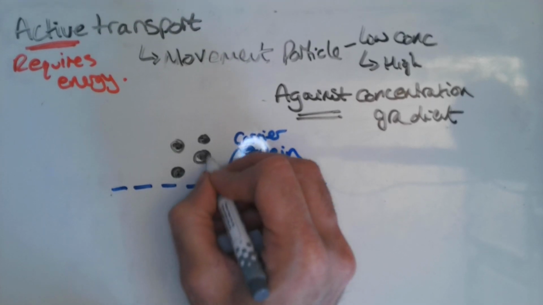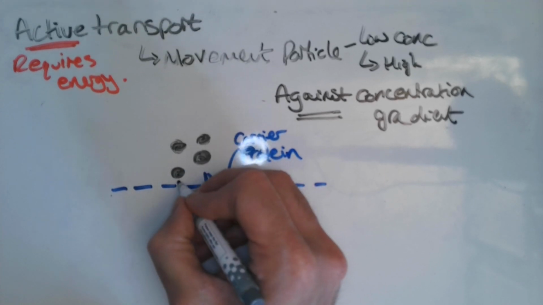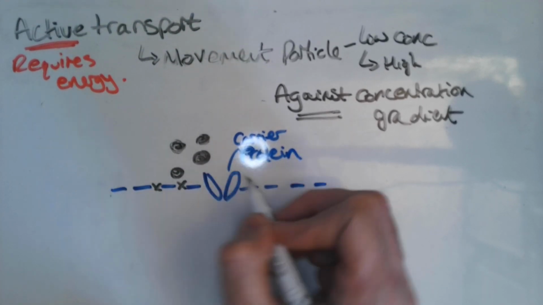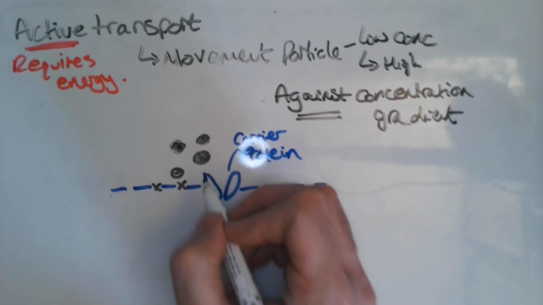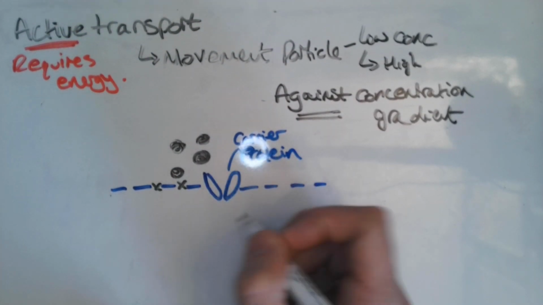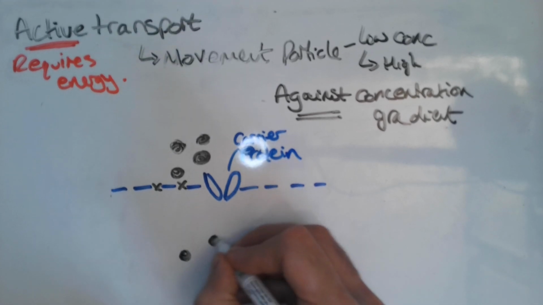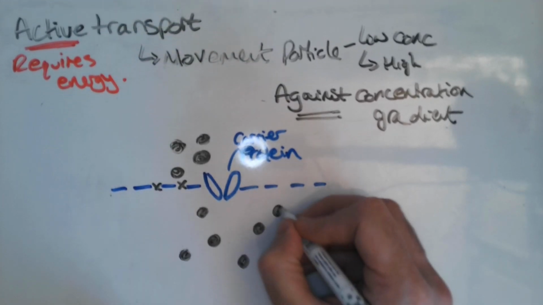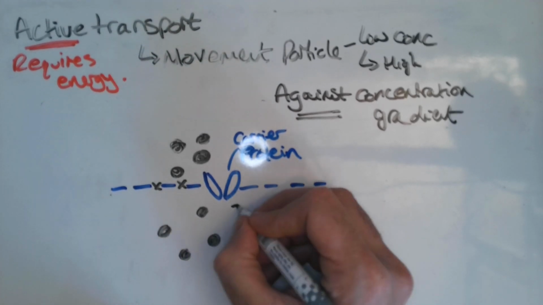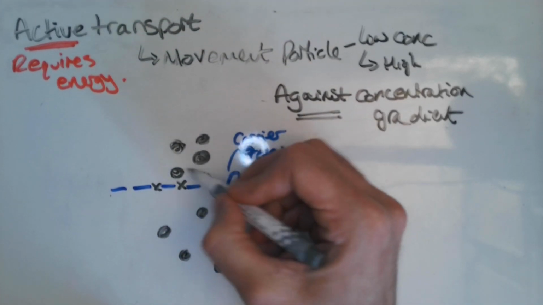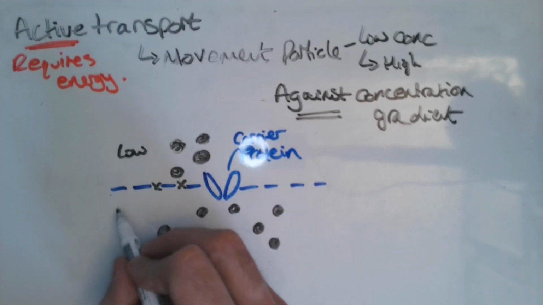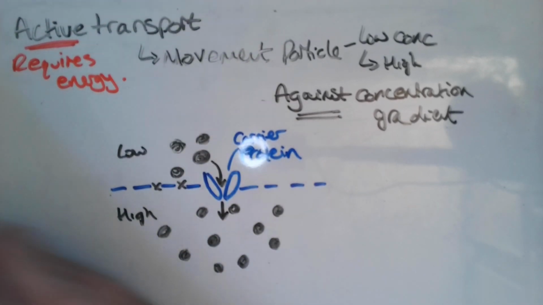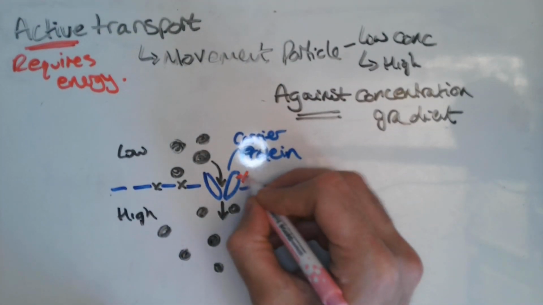Now generally these molecules are too big to fit through the gaps in the membrane, so this is also why we need a carrier protein, because they're too big, or they have a charge that won't allow them to do so. And on the other side we're going to have a higher concentration of these particles or molecules, and we want to move them from the lower concentration to the higher concentration, and they're going to have to go through this carrier protein, and this carrier protein is going to require energy.